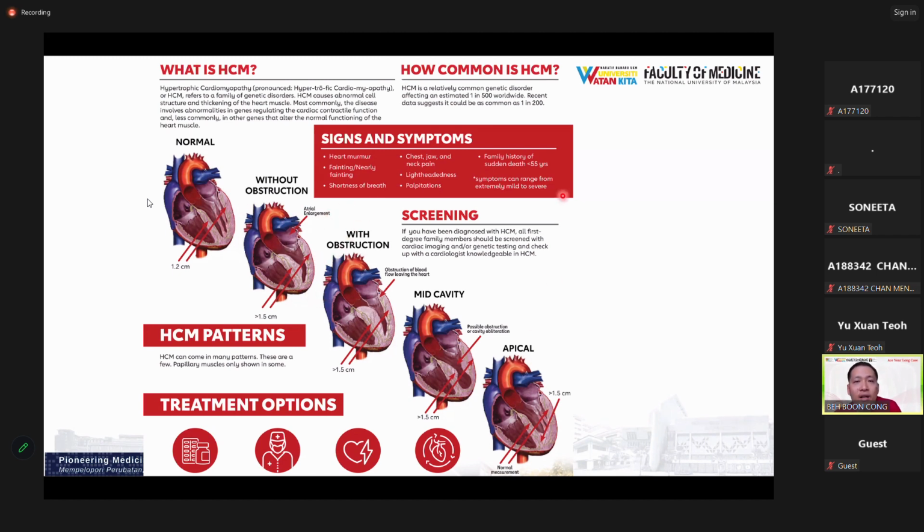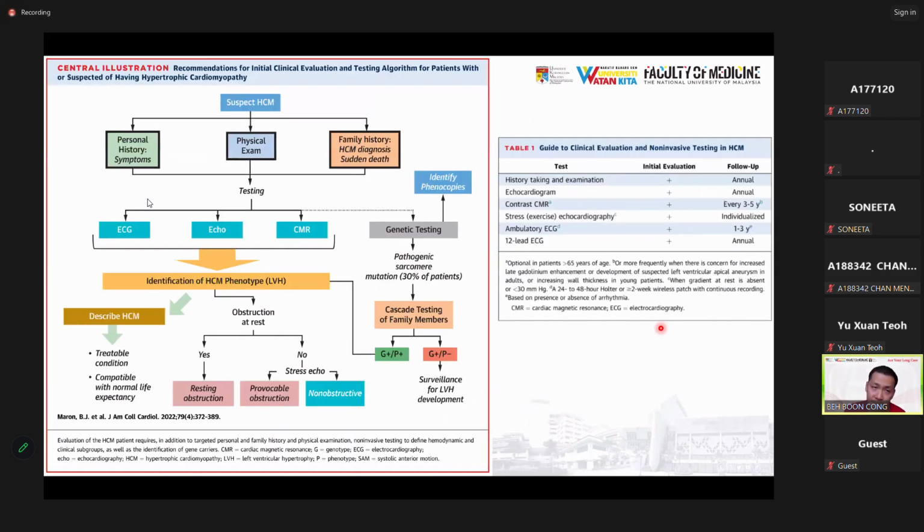You need to ask about history, because usually HCM is autosomal dominant, so they're going to have a strong family history of heart disease. So the family history of sudden cardiac death or similar symptoms you need to get from the patients. So when you suspect hypertrophic cardiomyopathy, you need to get the history, especially family history as well.